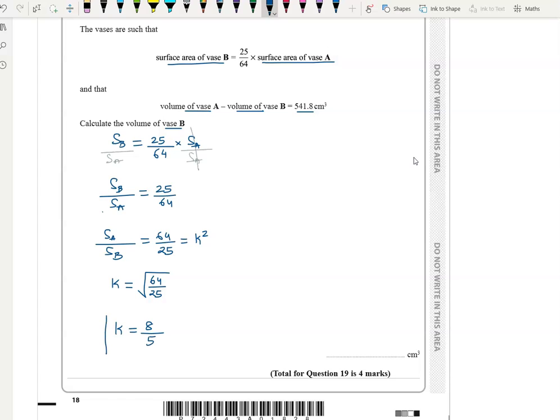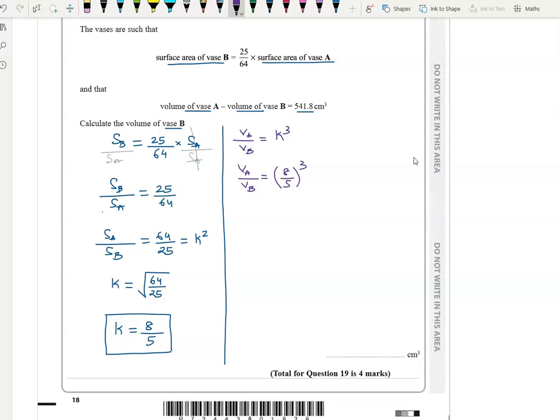So the ratio of the corresponding sides of A to B is 8 over 5. Now I know the scale factor, so now I can find the ratio of the volumes. Volume of A upon volume of B is proportional to the cube of the scale factor. So VA upon VB, the value of k we know is 8 over 5. So volume of A upon volume of B is 8 cubed, which is 512, over 5 cubed, which is 125.